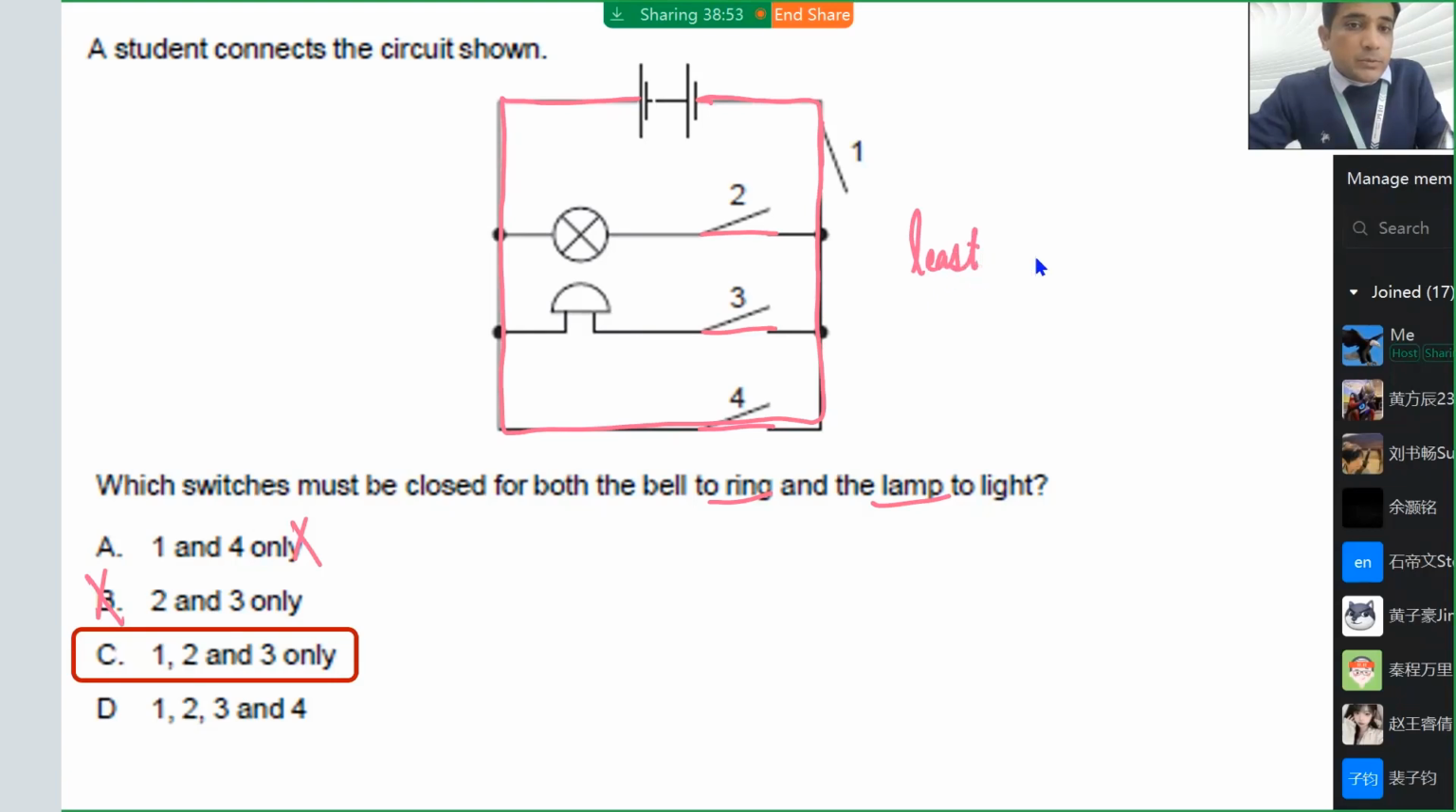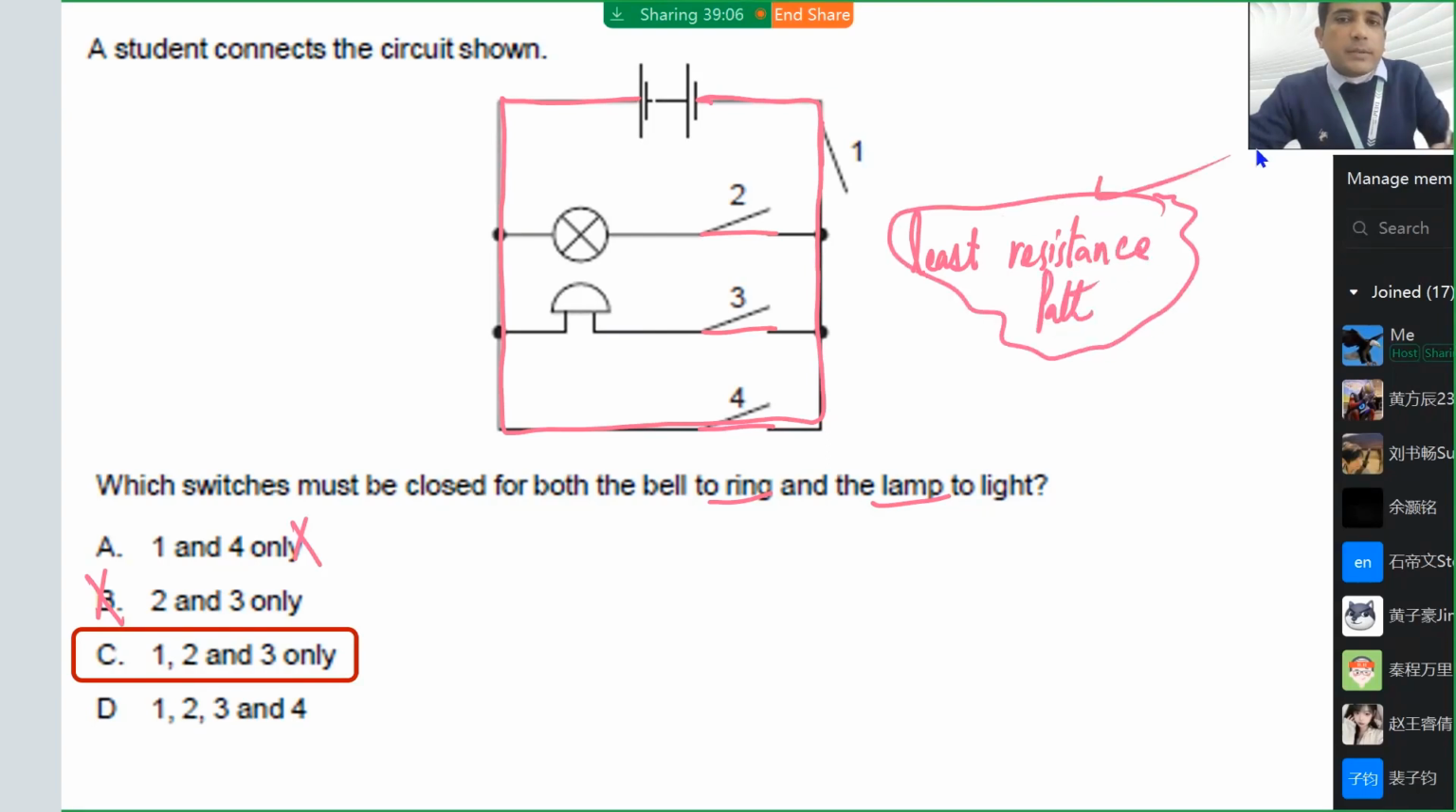Current, this one you need to understand. This point is the important one. Current takes the least resistance path. So it means this is also not the right answer. So the answer for this question was C.